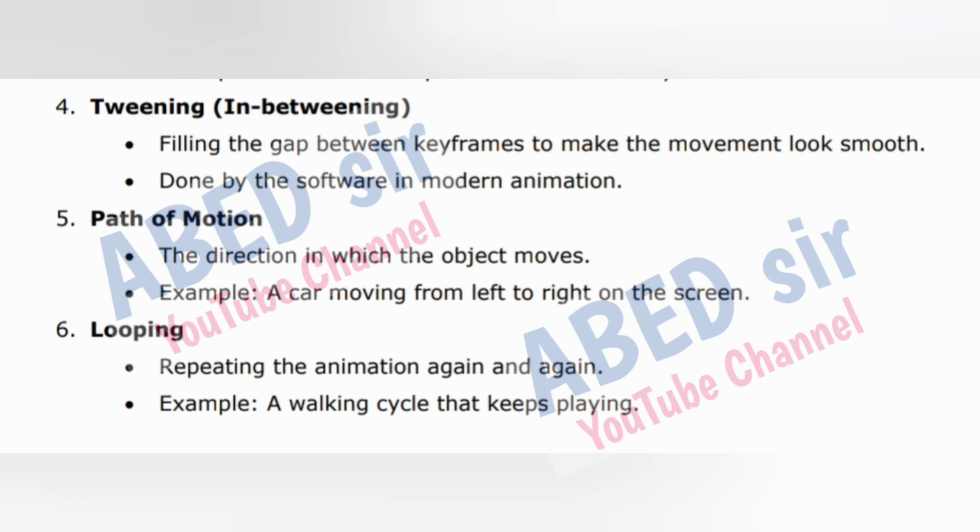5. Path of motion. The direction in which the object moves. Example, a car moving from left to right on the screen. 6. Looping. Repeating the animation again and again. Example, a walking cycle that keeps playing.